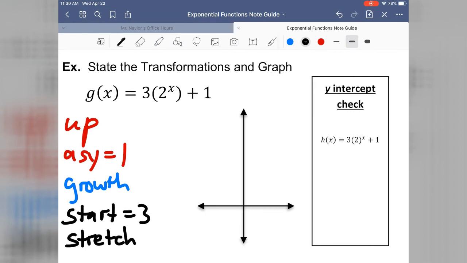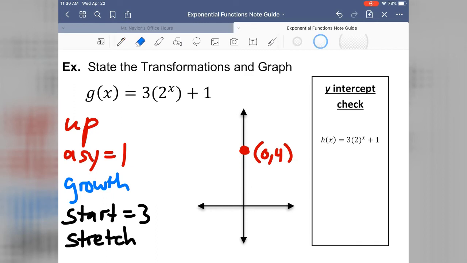So what do we have? We have a graph that starts at 3, but it doesn't stay at 3, right? It shifts up 1. Now, if you start at 3, but you shift up 1, you have to be able to conclude that you are now at 4. And you want to label that point because that truly is the y-intercept.